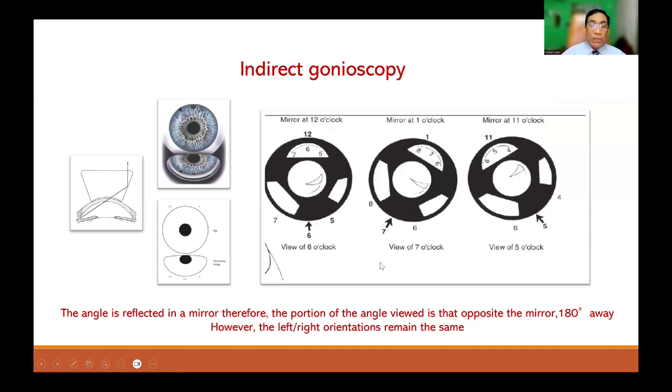In indirect gonioscopy, we have to understand that though it is the opposite angle, the left-right orientation is the same. Like this, if the mirror is at 12 o'clock, we are examining the angle of 6 o'clock. At the same time, here is the angle of 5 o'clock, here the angle of 7 o'clock. So the right-left orientation is the same, but in the opposite direction. If the mirror is at 11 o'clock, we are examining the 5 o'clock position of the eye. Similarly, 4 on the right side, 6 on the other side. So the lateral orientation is the same, though it is opposite.